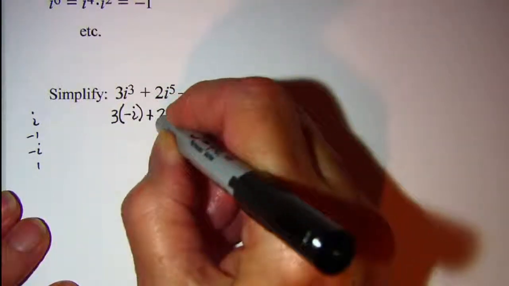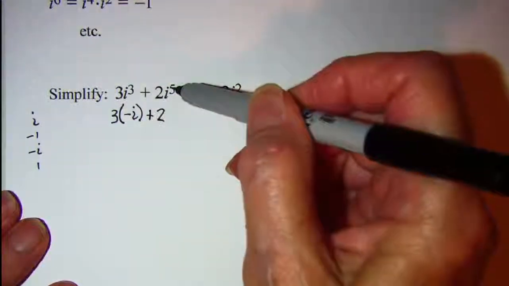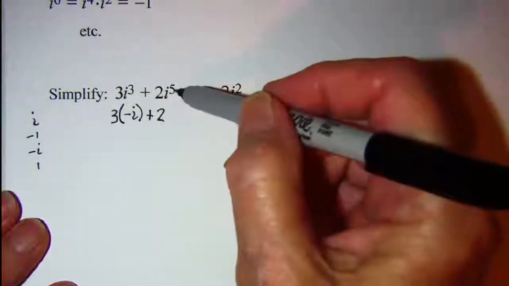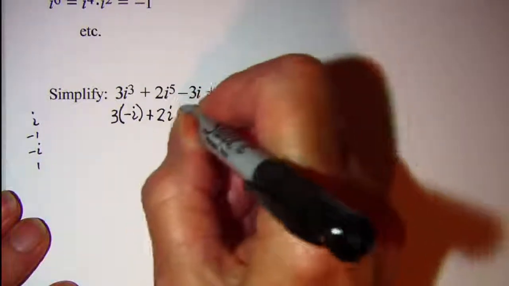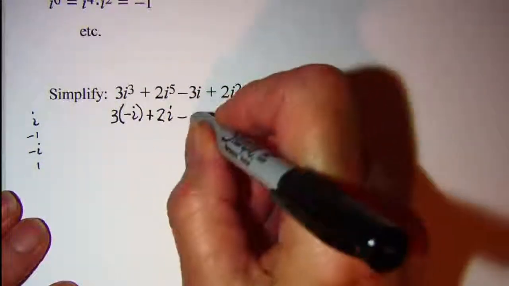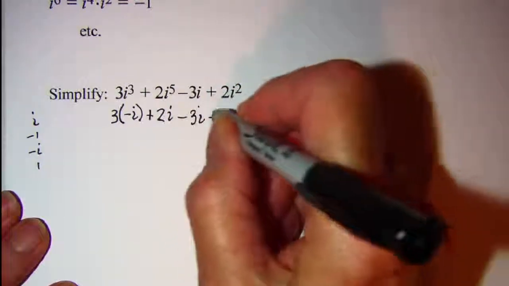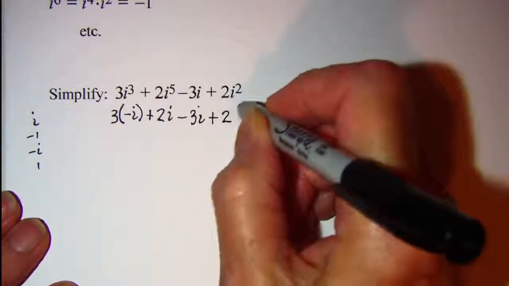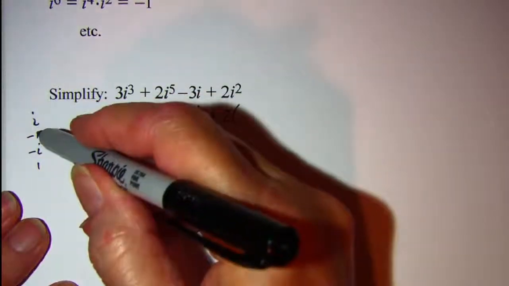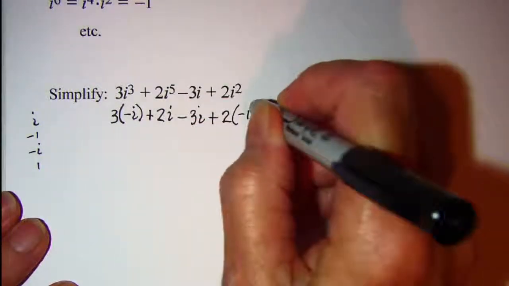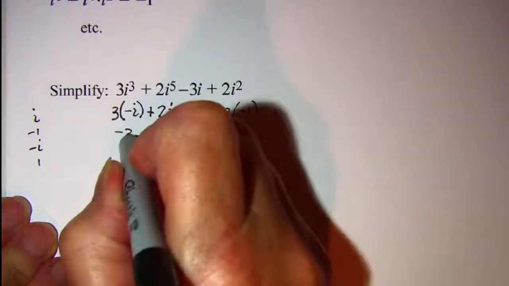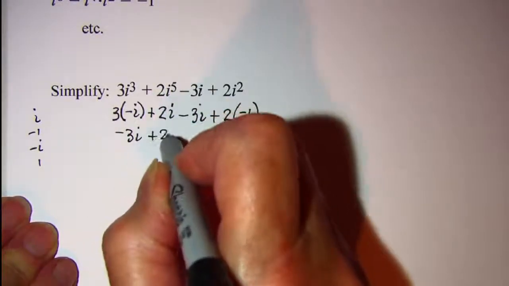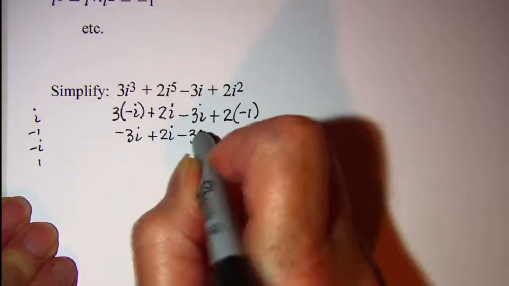Plus 2 times i to the first level, because after 4 it starts over again. So this will be the same as i to the first, which is just i. And here we have 3i. And then here we have 2 times, and then i squared is -1. So this is -3i plus 2i minus 3i minus 2.